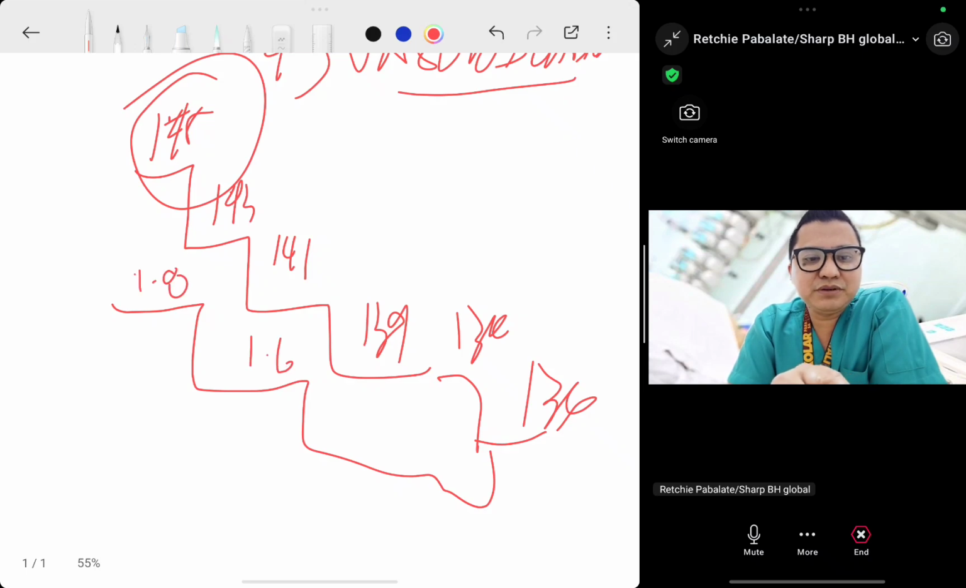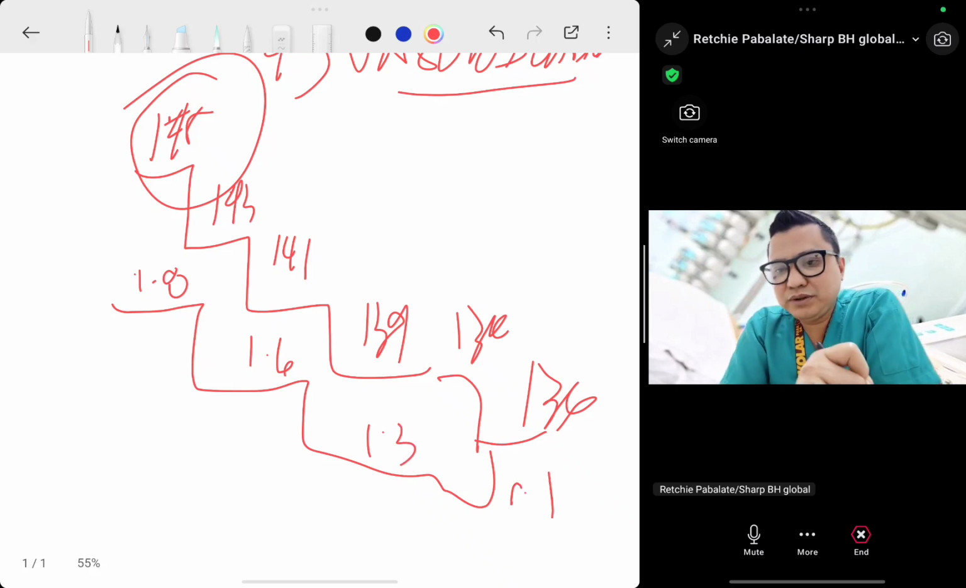1.8, 1.6, 1.3, then most likely 1.1, then up to the lowest point. Okay? Again, we have sodium profiling, for example. We increase the sodium concentration initially during the initiation of dialysis or initiation of treatment.